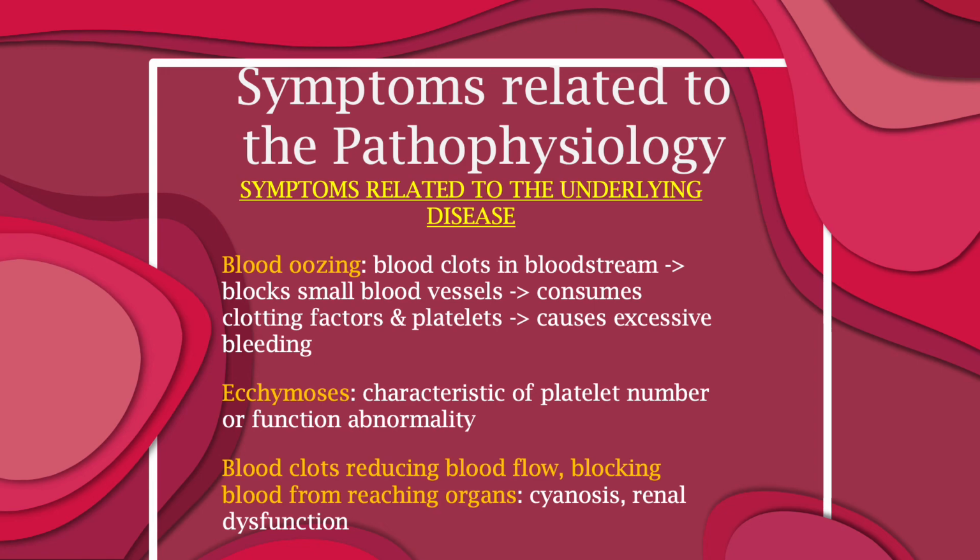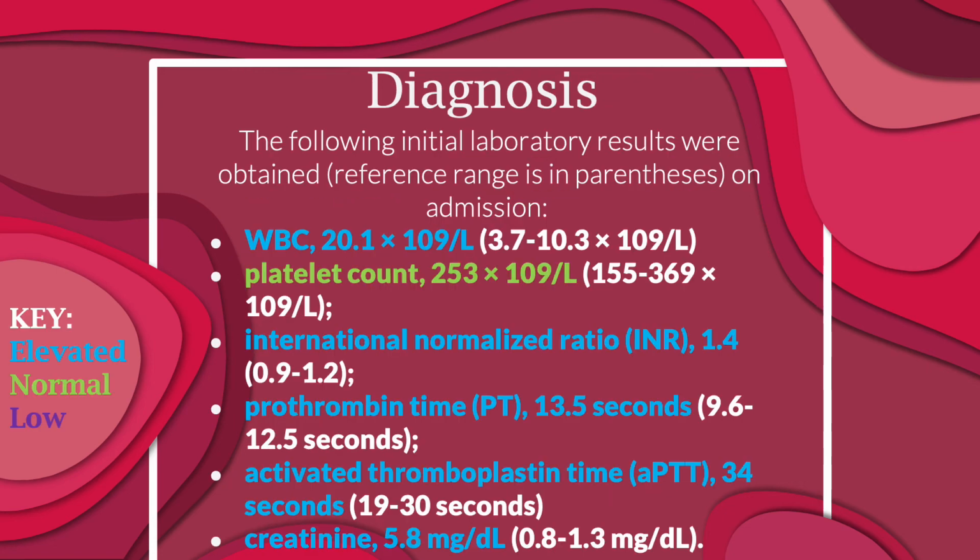Ecchymosis is a skin discoloration that we saw in the last slide, and it is a characteristic of platelet number or functional abnormalities. Blood clots that reduce blood flow can block blood from reaching organs, and that can present as cyanosis or renal dysfunction, among many other things. This diagnosis slide is from the American Journal of Clinical Pathology, and it is paired with the case history that I showed in the second slide.